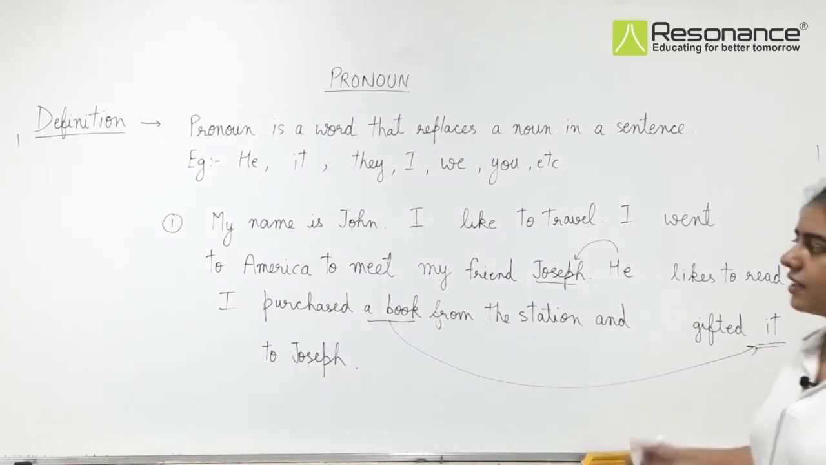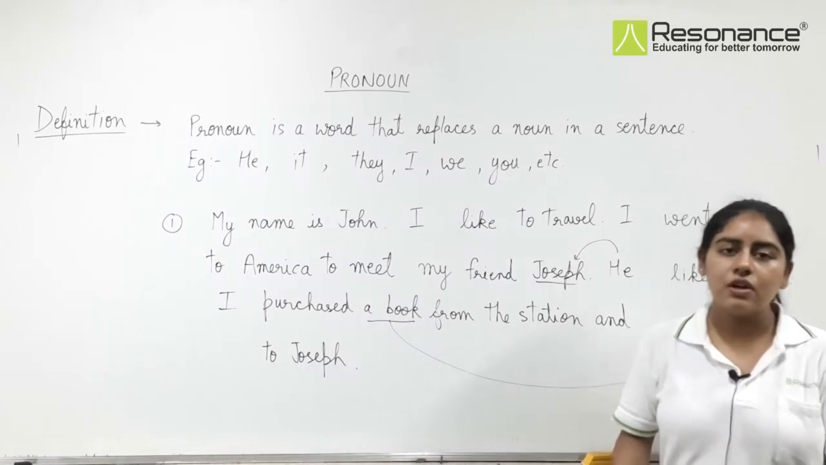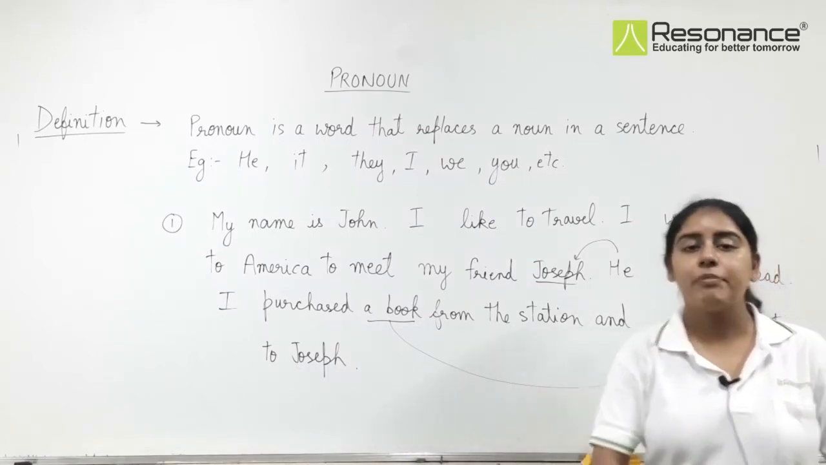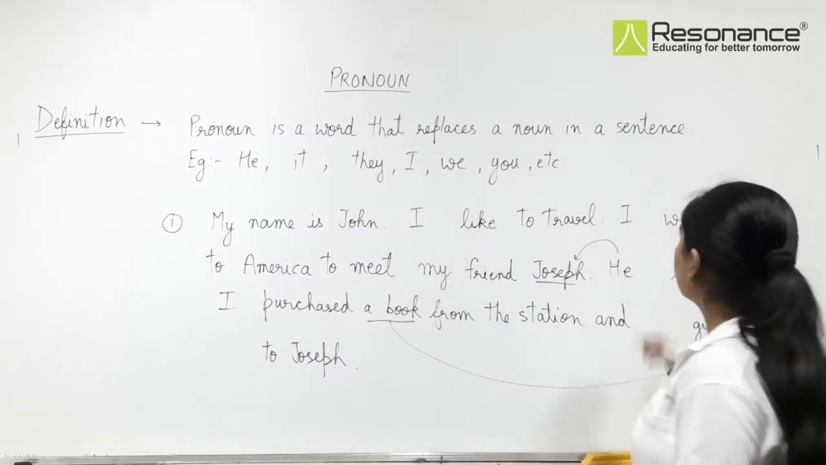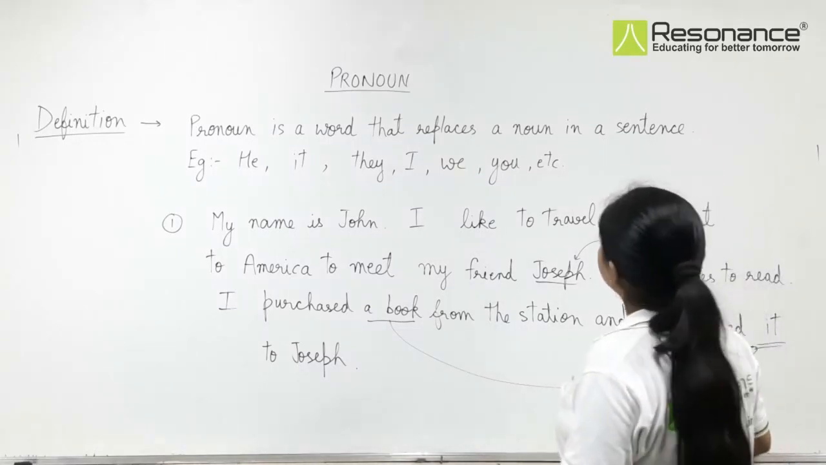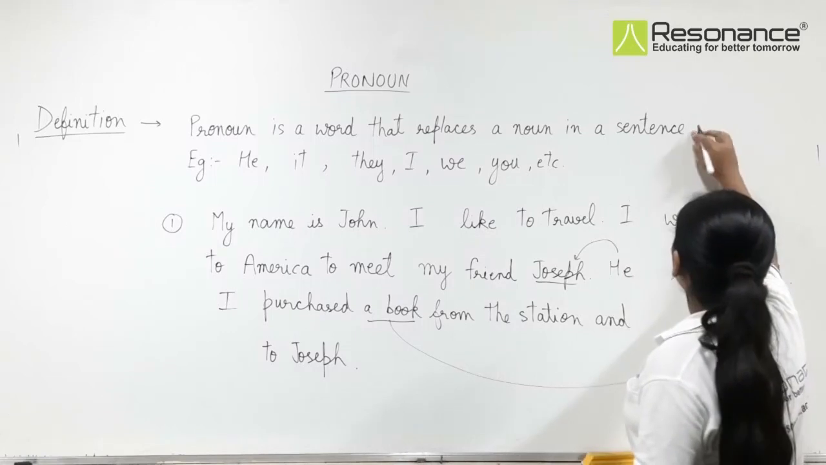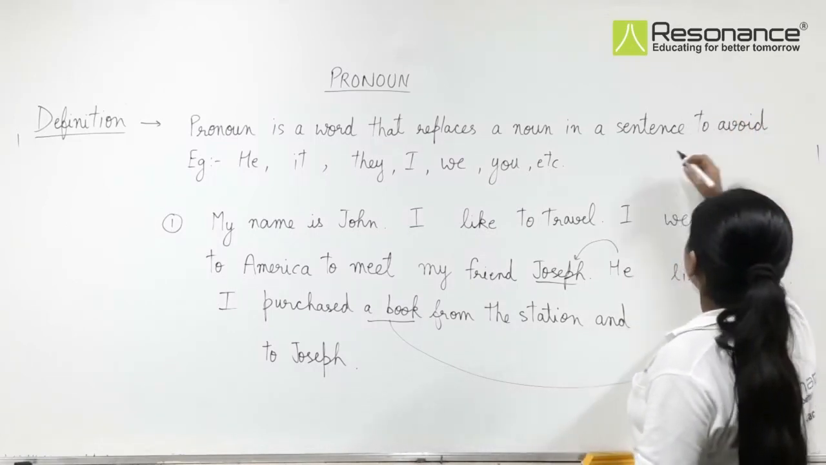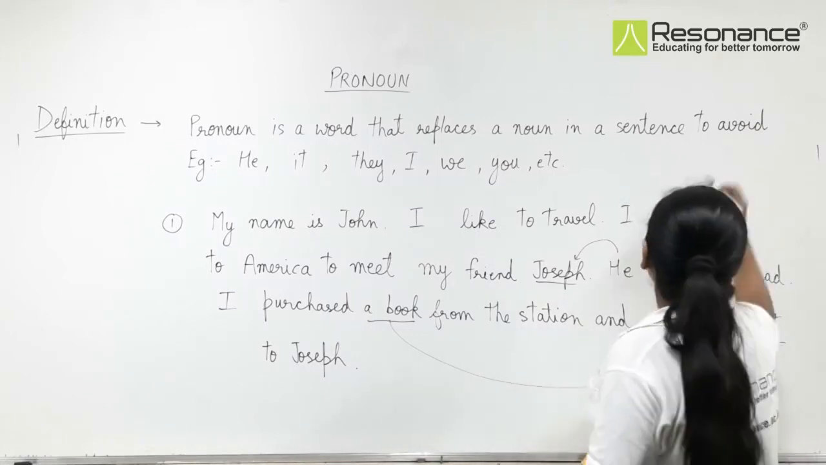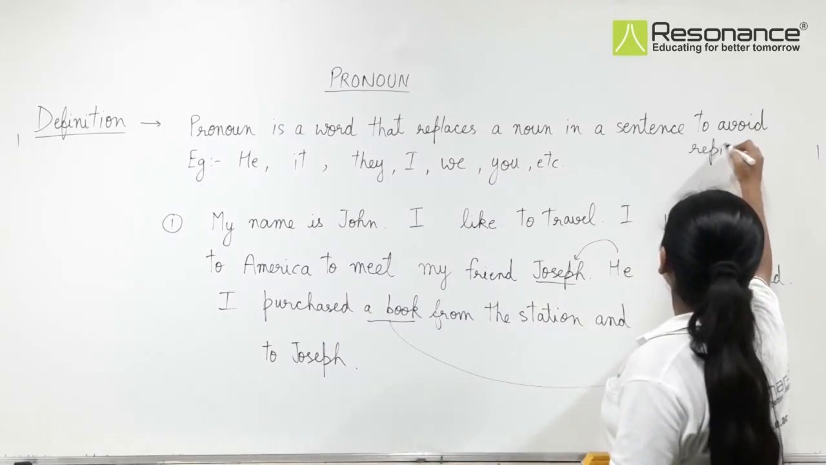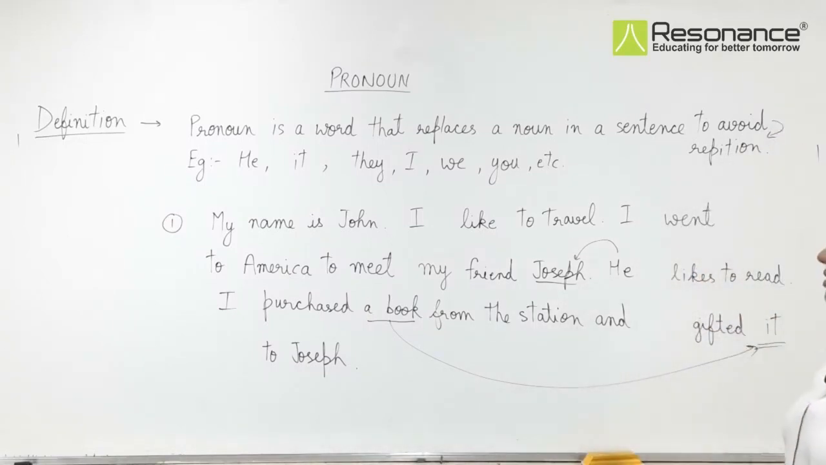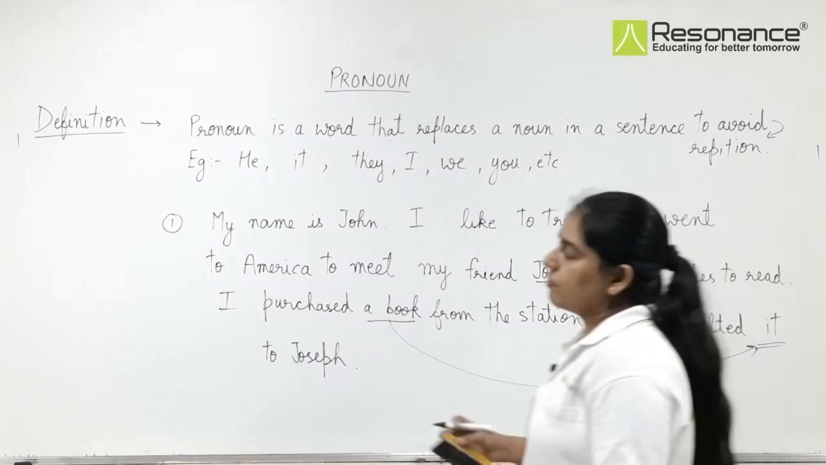So I hope you have understood the concept why we use a pronoun: to avoid repetition. Pronouns are used to avoid repetition of noun in a sentence, okay. So you can write it over here: to avoid repetition, fine. So this is the use of a pronoun in a sentence.